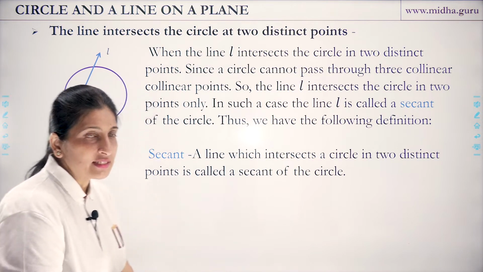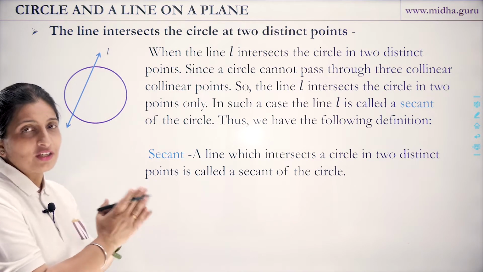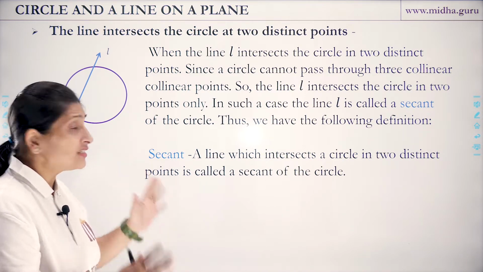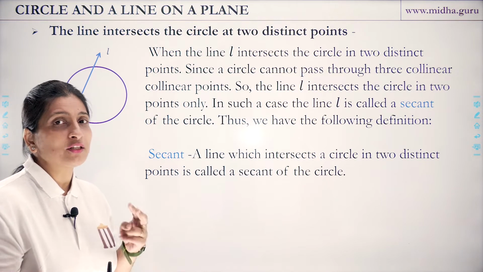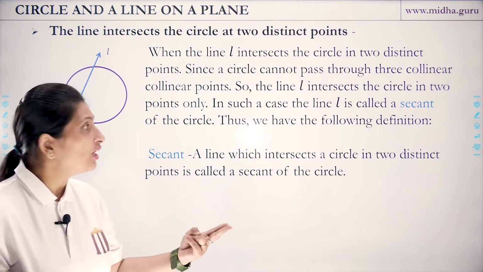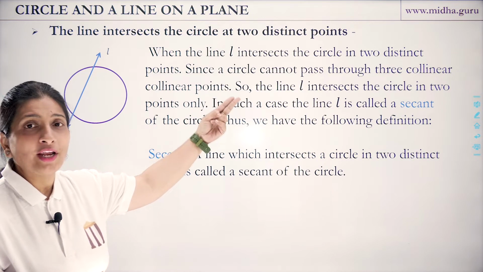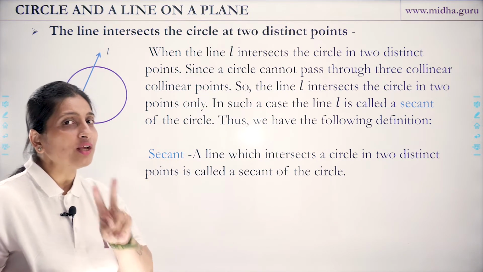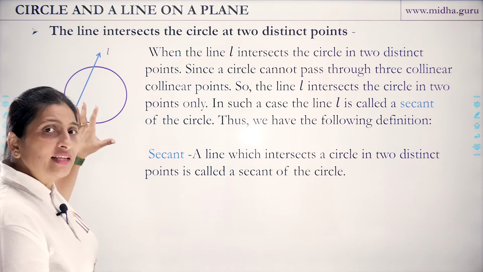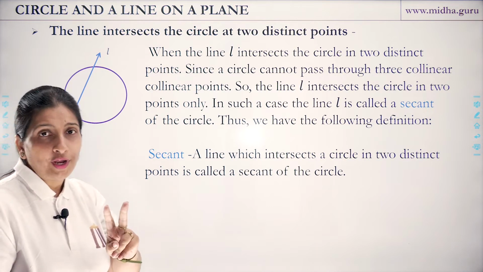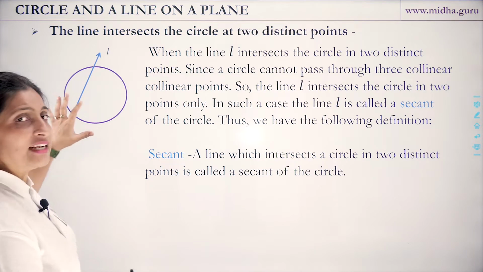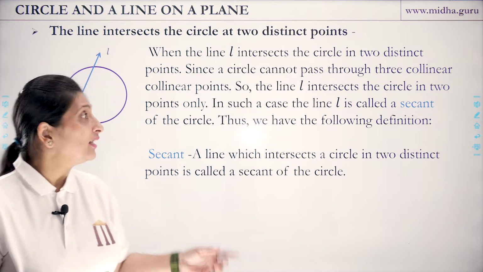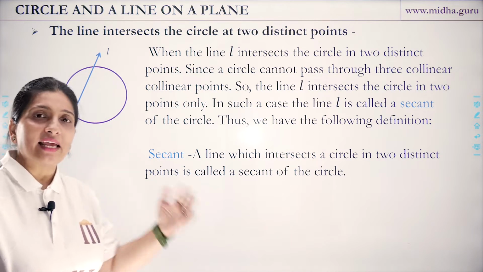Next possibility is that the line will touch the circle at two distinct points. Now, a circle can only pass through two collinear points. Collinear means points which are in a line. So a circle cannot pass through more than two collinear points. So a line can intersect the circle at 2 points. So when the line touches the circle at 2 points, we have a special name for that line. That line is called secant to the circle.